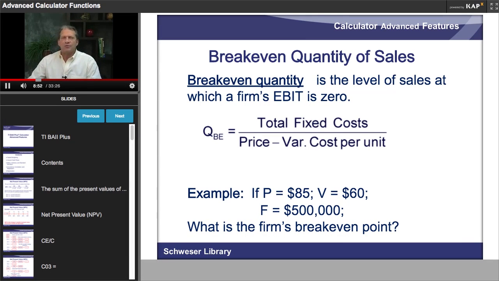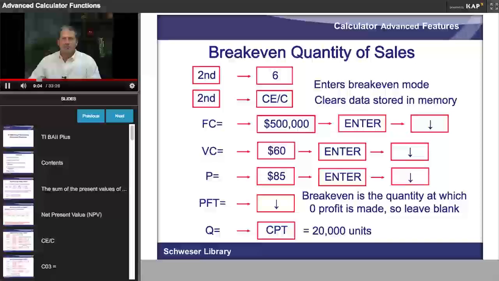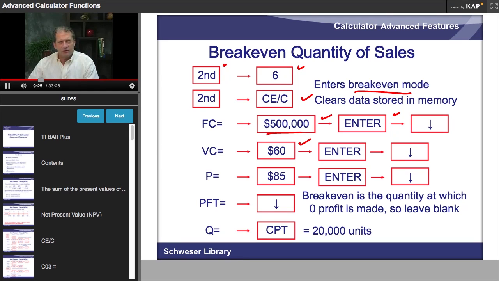Another measure from corporate finance that we might want to calculate is the break-even quantity of sales. This just says how many units do you have to sell to just cover your fixed costs. If you use the second key and then hit 6, that gets you into the break-even mode. Clear all the entries in there. First off, put in your fixed costs, and don't forget to hit enter. Put in your variable cost per unit. This is total fixed cost, and this is variable cost per unit of $60. We said that the price will be $85, so enter that and then scroll down.